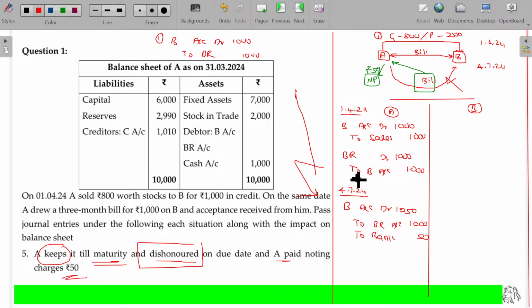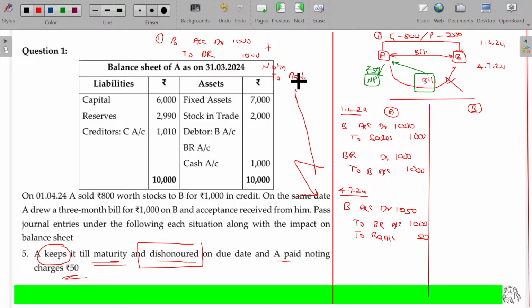Not only that, I confirmed this is cancelled, we could not recover any cash. I got it noted with the notary public. For that, I paid 50 rupees. The journal entry being notary public expense or noting charges account debit to, sorry, to bank account. I paid the charges, right?